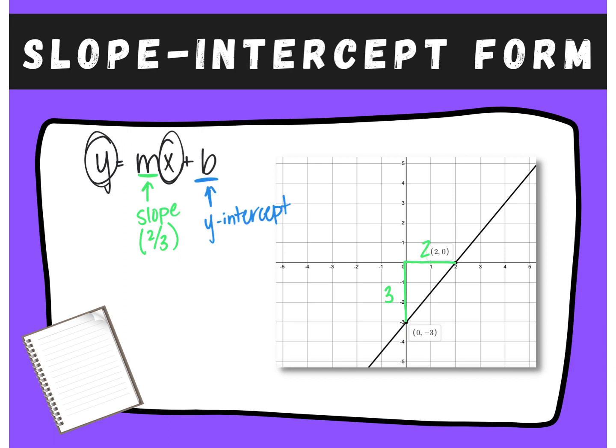It's always good to check to make sure that you've got a positive where there should be a positive and a negative where there should be a negative. I notice that this line is increasing and moving towards the top right of my graph. That makes this a positive slope.